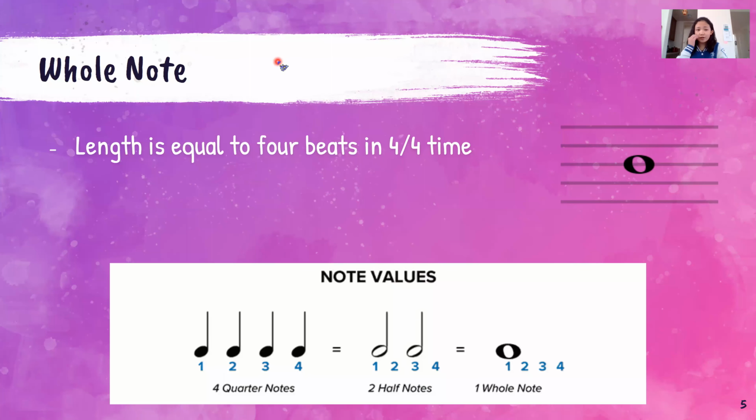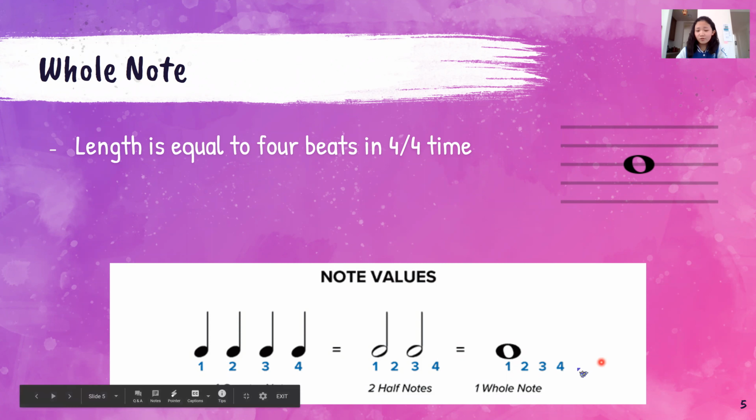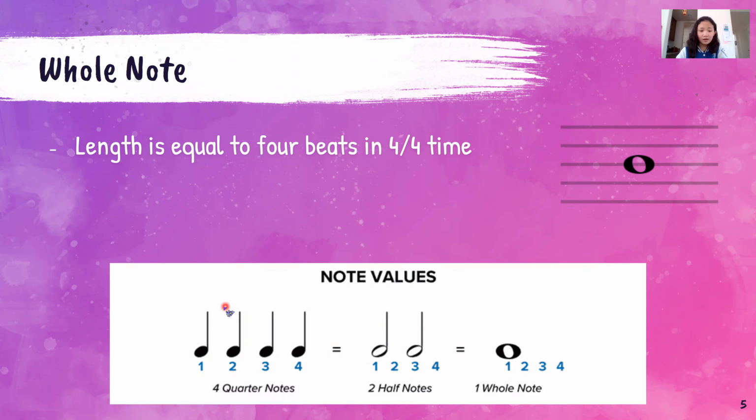So first one we're going to be going over is the whole note. So the length of a whole note is equal to 4 beats in 4/4 time. So this is a whole note right here, and as you can see, a whole note in 4/4 time is worth 4 beats. So because a half note is 1/2 of the whole note, you would need 2 of these half notes in order to get a full whole note. The same goes with the quarter notes. Since a quarter note is 1/4 of the beats in a whole note, you would need 4 quarter notes in order to get one whole note.